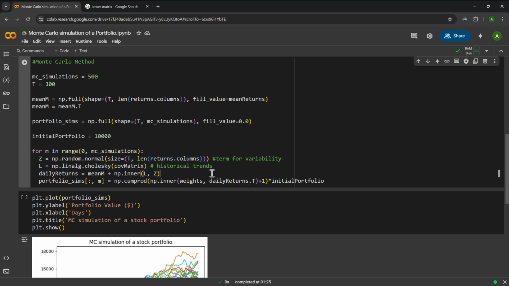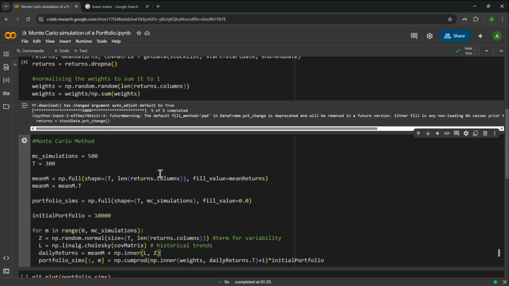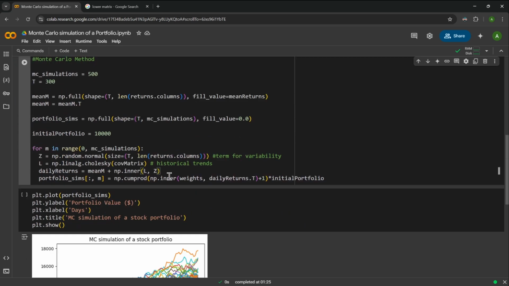So what we do is we take this sort of product between these two matrices. We introduce variability in accordance with historical trends and add it to the mean returns. So this is our daily return. And now we add this daily return to our portfolio simulations.